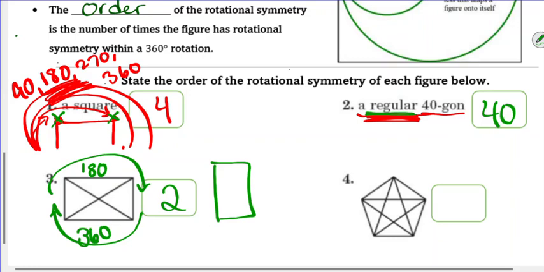Last one is called a pentagram. We have a star inscribed inside of a pentagon. Any vertex can end up on any other vertex. It's still actually a regular shape. So that has 5 different turns that we can make to create the same image, giving us an order of 5.